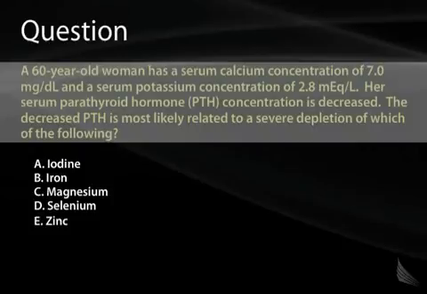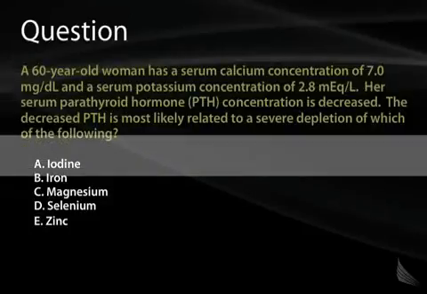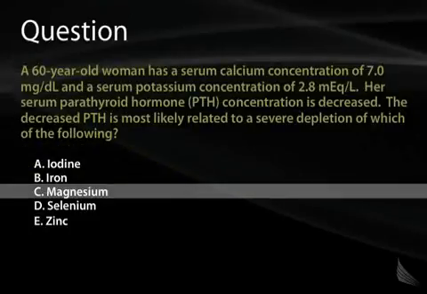This question deals with some more specific regulation of PTH itself. A 60-year-old woman has a serum calcium of 7, which is low, serum potassium of 2.8, which is also low, and her PTH concentration is decreased. The decreased PTH is most likely related to a severe depletion of which of the following ions? The correct answer here is C, magnesium.